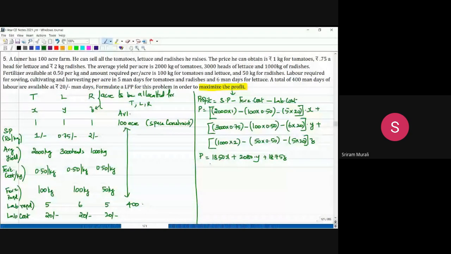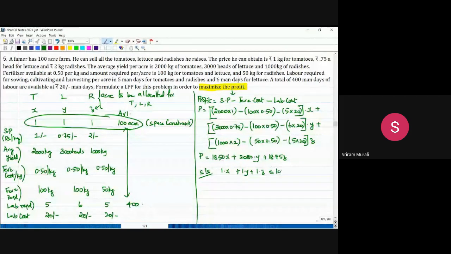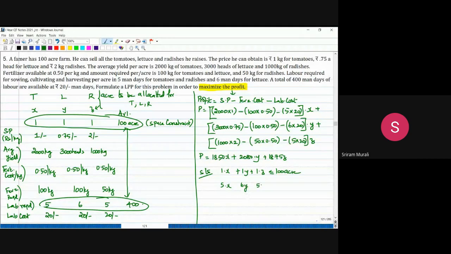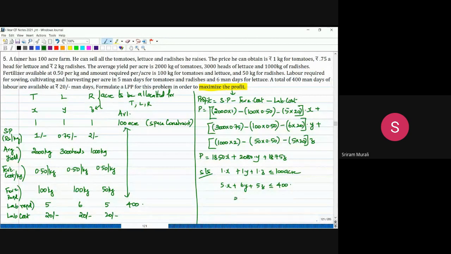What is the first constraint? A space constraint. This is the first constraint, that is 1 acre of x plus 1 acre of y plus 1 z is less than or equal to 100 acres. Second constraint is labor. 5 man days is required for tomato, but we don't know how many acres of land to be distributed. 6 man days required for lettuce. 5 man days required for radishes. All added together, it should be within 400 man days. So these are the two constraints which are given to us. Therefore, what is the last one? Non-negative constraint. X, Y, Z must be more than or equal to 0. Have you understood?